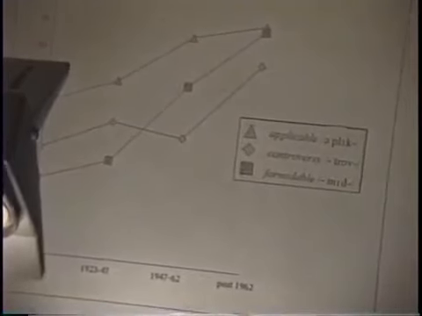Here are some stress changes. Stress moving from the first syllable to the second syllable. So that applicable becomes applicable, that's the top line. Controversy becomes controversy, that's the second line. And formidable becomes formidable, that's the third line. And you can see that the younger you are, the more likely you are to have stress on the second syllable in those words.